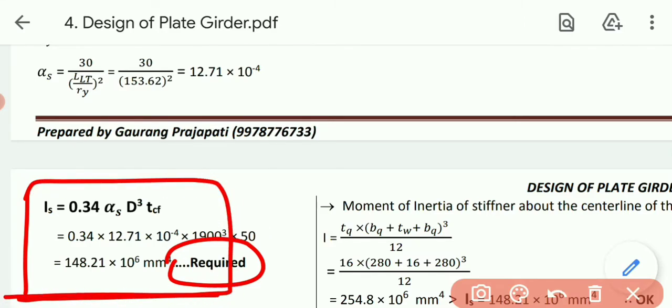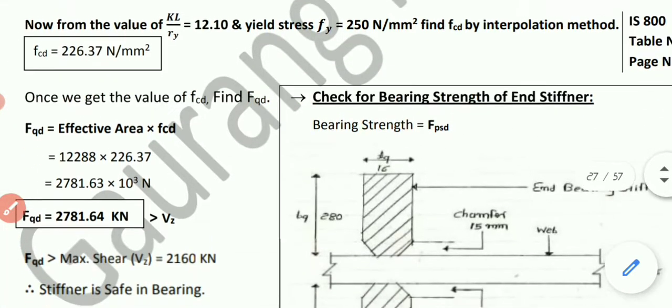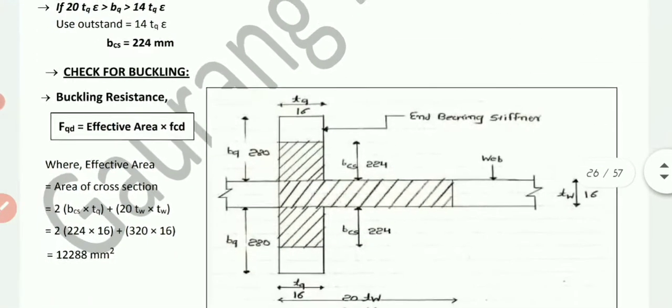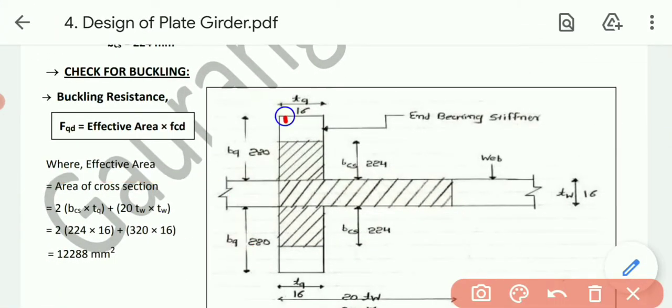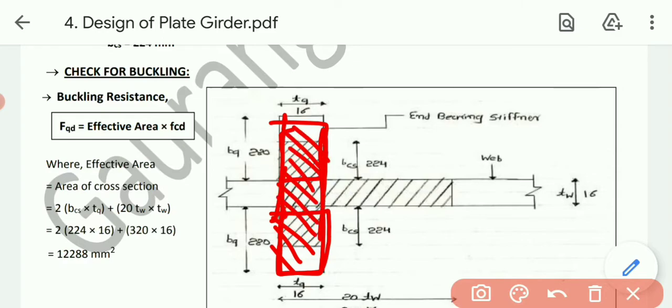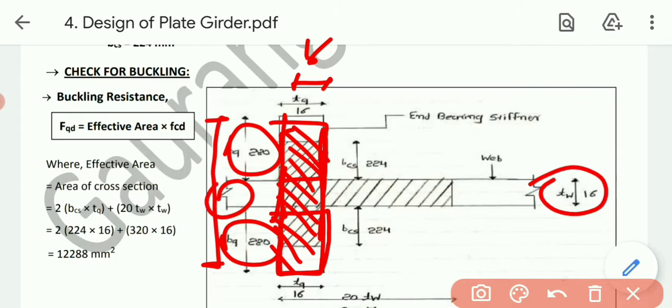Okay, so we will calculate the moment of inertia of the stiffener about the center line. So for that we need to go to the figure of this one. Just a minute. Yeah, now we need to consider the whole area of the stiffener, that is this one as well as this one. Okay, and as it is connected to web, I will take the stiffener means this entire section, this one. So its moment of inertia will be BD cube by 12. B is 16, D, that is 280 plus 280 plus this 16 cube by 12.